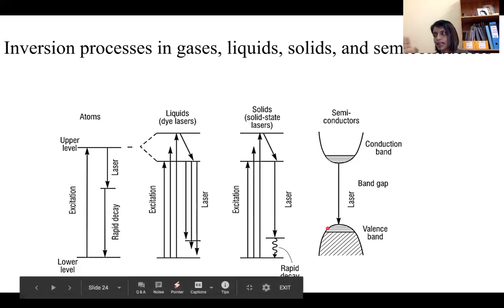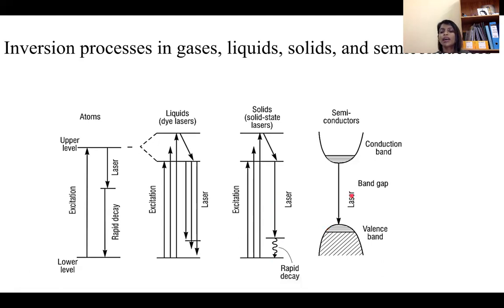Semiconductor is kind of different. In semiconductors, they will have a P and N junction, PN junction, and I will describe how this happens, because electrons are injected, holes are created, and then population inversion is achieved in semiconductor lasers, and then lasing will occur.